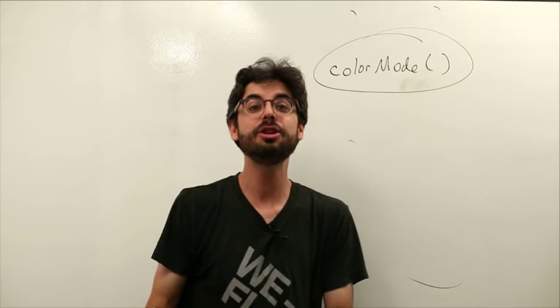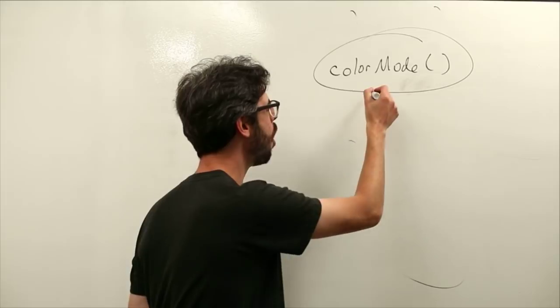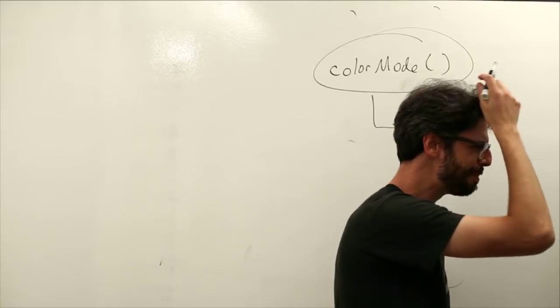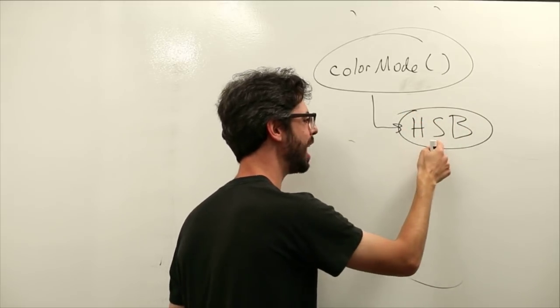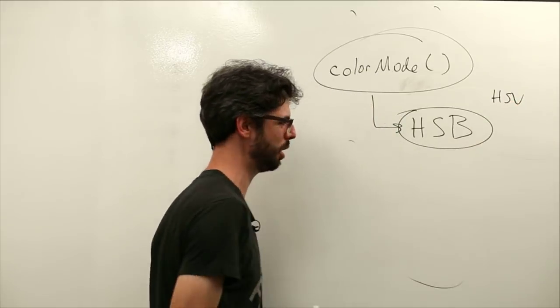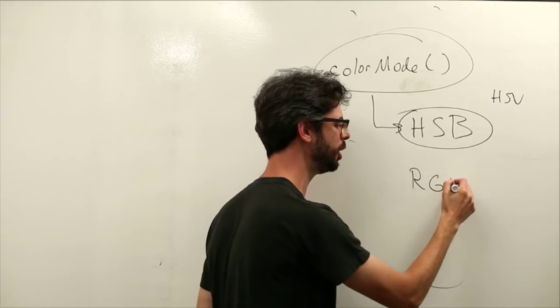What are some examples? Can you change the color mode and define colors differently? One color mode that you can do in Processing, I believe it's HSB. Boy, I don't have this memorized. For hue, saturation, brightness. Sometimes this is written as HSV, hue, saturation, value. But this is another way of defining color that's different than RGB.